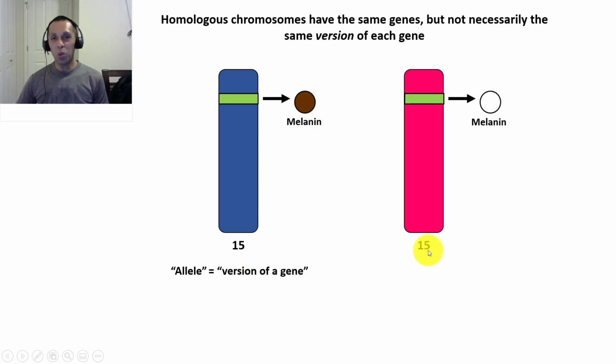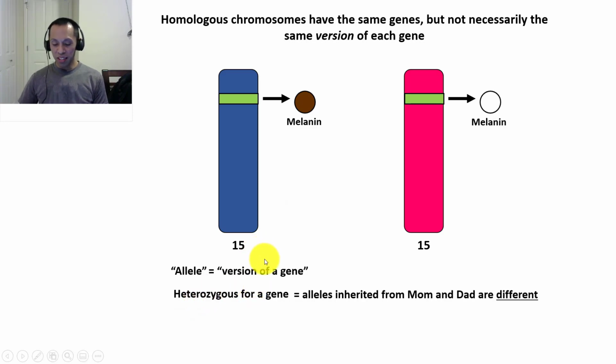Some other terms that go along with allele is this term heterozygous. So if someone is heterozygous for a gene, this prefix hetero means different. So if someone is heterozygous for a gene, that means that the alleles inherited from the mom and dad are different. And so that's what you happen to see right here. You can say that this person is heterozygous for the melanin gene because the allele, or the version of that gene that they got from their father, is different from the allele, or the version of the gene that they inherited from their mother.